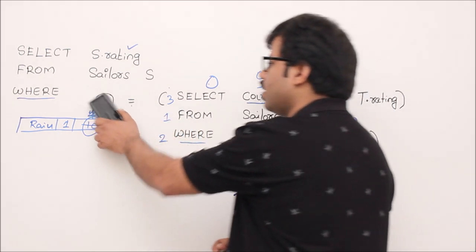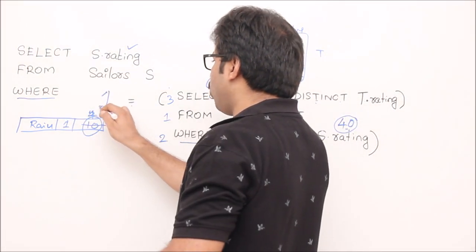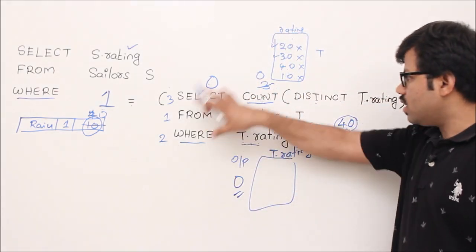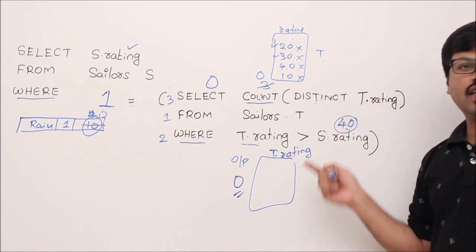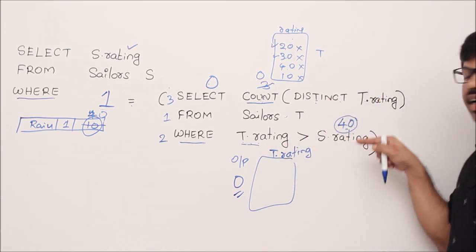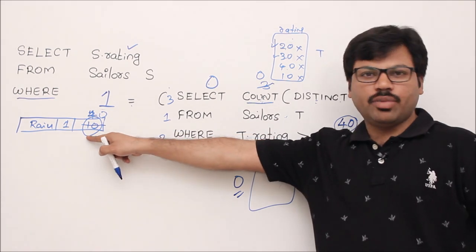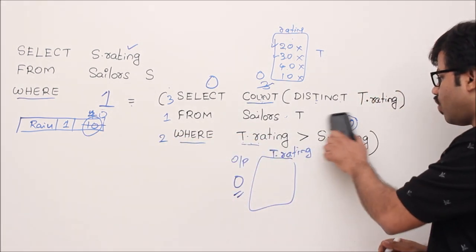Let's understand this one. If I keep 1 here, what happens? What is this query giving? It is giving the count of the distinct ratings which are greater than your rating, which is substituted by you. Example, Raju's rating is 40.